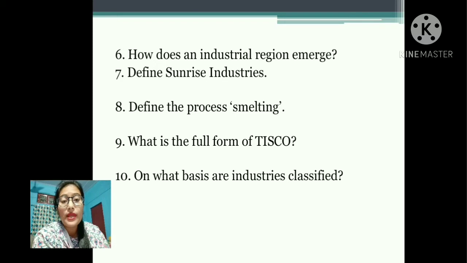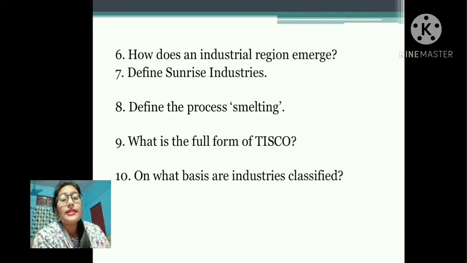So students, while writing the answers of these questions, please refer to your textbook, okay? If you use the textbook, you'll be able to answer the questions in proper details. So please use the textbook while answering the questions. Go through the textbook in details, okay?